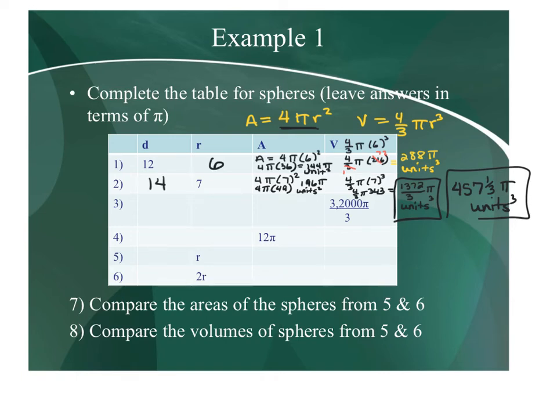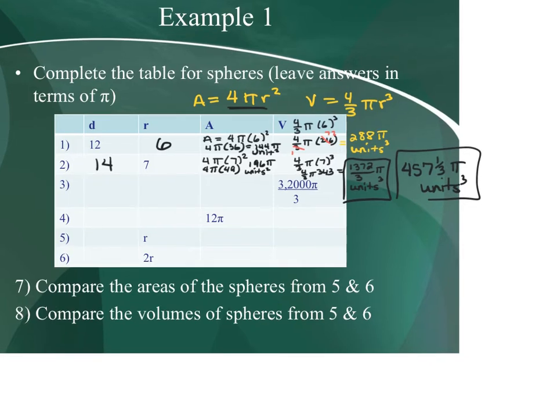Now, for the next one, they're actually giving me what the volume is already calculated. So I'm going to do 4/3 pi radius cubed equals 32,000 pi over 3. I need to solve for the radius.